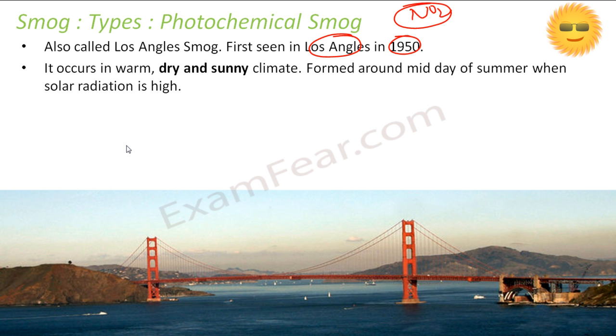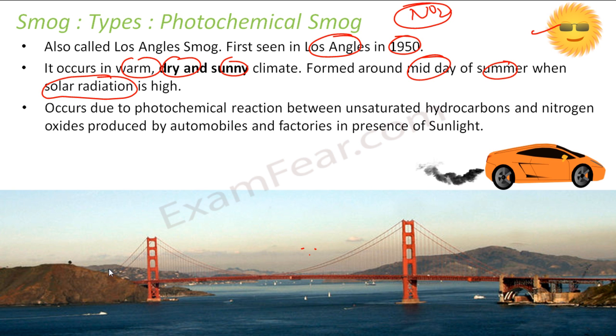If you see the other smog which we talked about, the classical smog occurs in cold region, right? This occurs in warm, dry and sunny climate. And it occurs in the midday, not in the morning, right? In the summer season, where the solar radiation is high. Here solar radiation plays a critical role. Sun plays a critical role. It has almost red color, the reddish color, because of nitrogen.